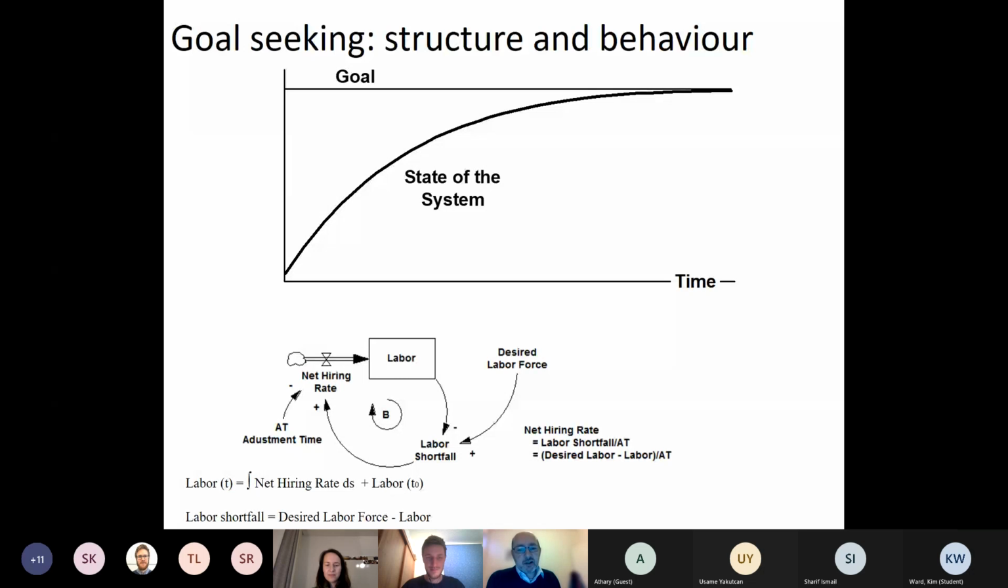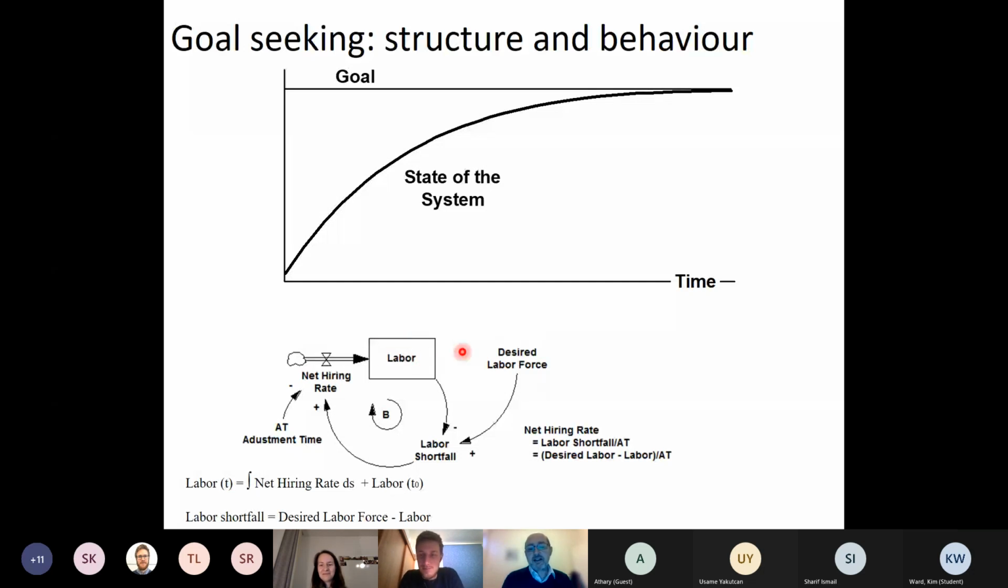And there is a structure, right? The structure in the balancing feedback loop is that there is a goal in the system, and the state of the system tends to change until you reach that goal. So, for example, if we look at the definition of how many people we want in a company, we have a goal, a desired labor force, and we have the stock of people that work in the company.